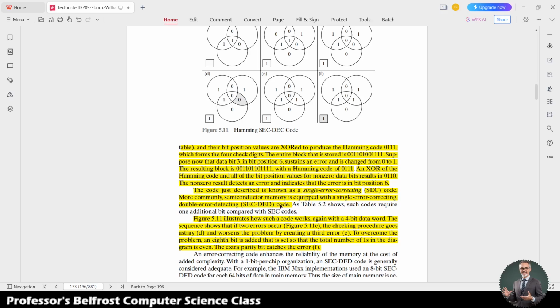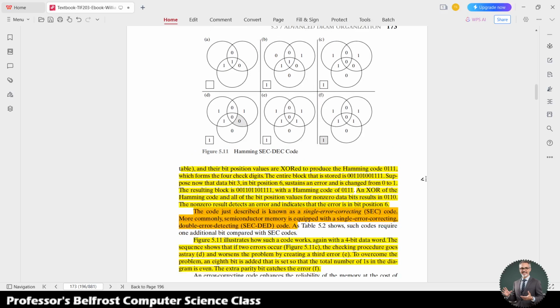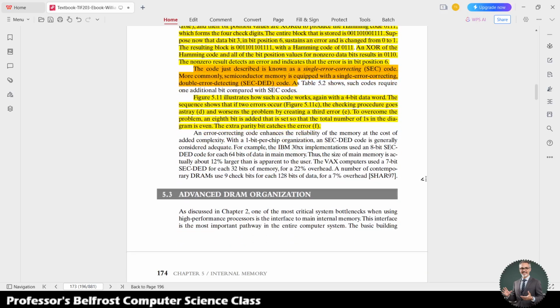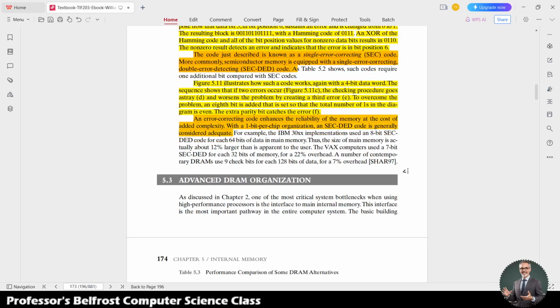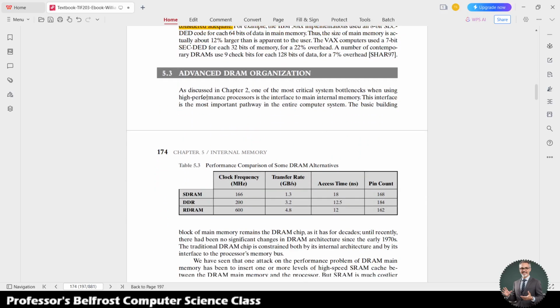And more commonly, semiconductor memory is equipped with a single error correcting, double error detecting code, as shown in the figure above. So this mechanism, an error correcting code, enhances the reliability of the memory at the cost of added complexity. With a 1-bit per chip organization, that code is generally considered adequate. Then we're going to see how to do advanced DRAM organization.